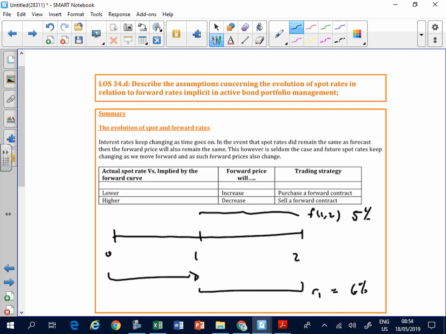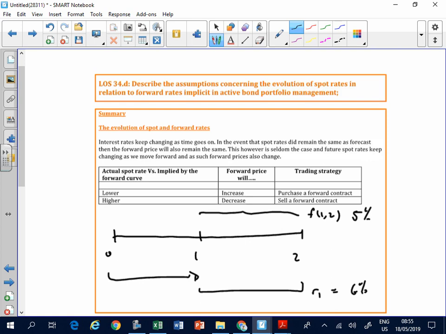If that rate had gone up, what would have been the best thing to do? If you expect the rate to go up in the future, what would have been the best thing for you to do? You would sell bonds forward. I can sell a bond forward at 5%. What do you guys know about bond and yield? If the yield goes up, the price of the bond goes down.